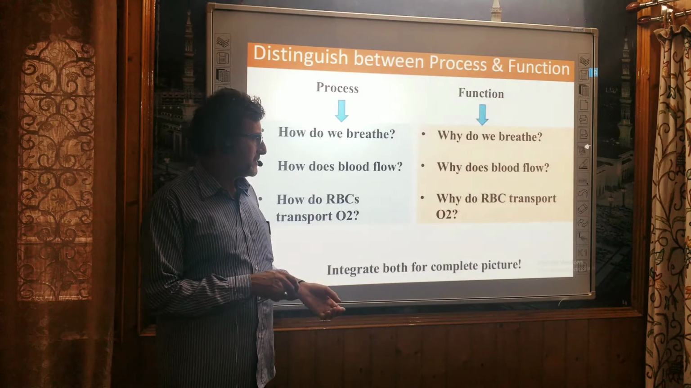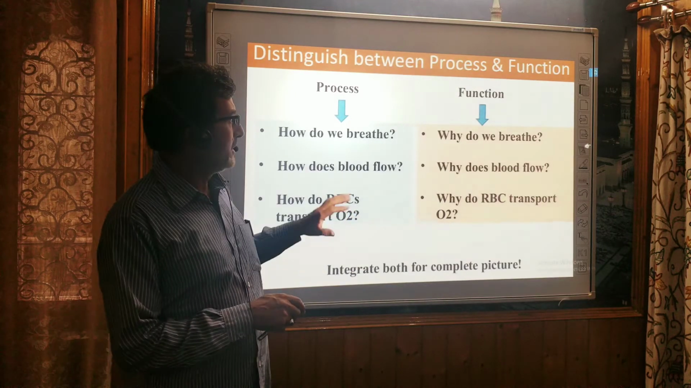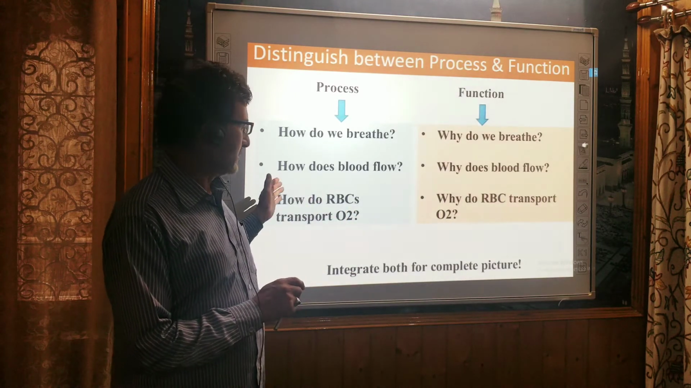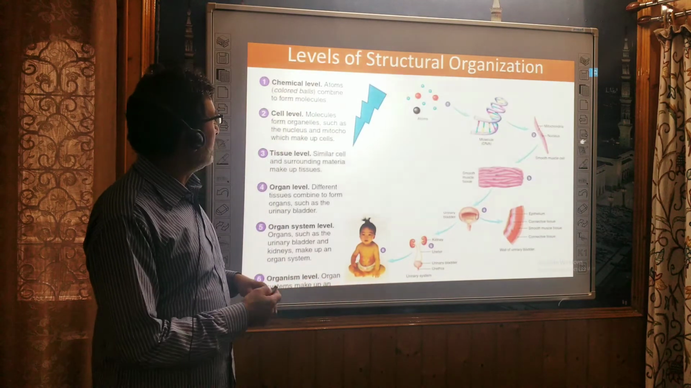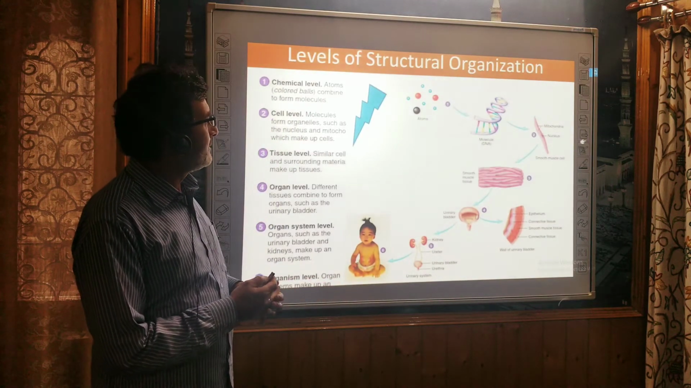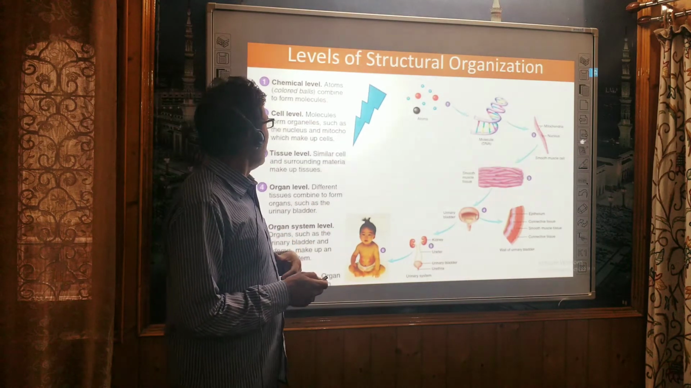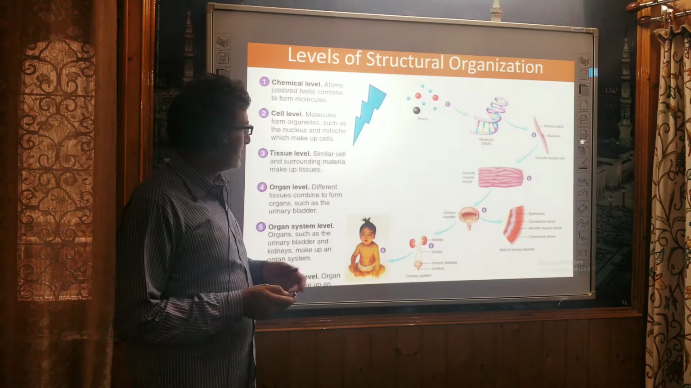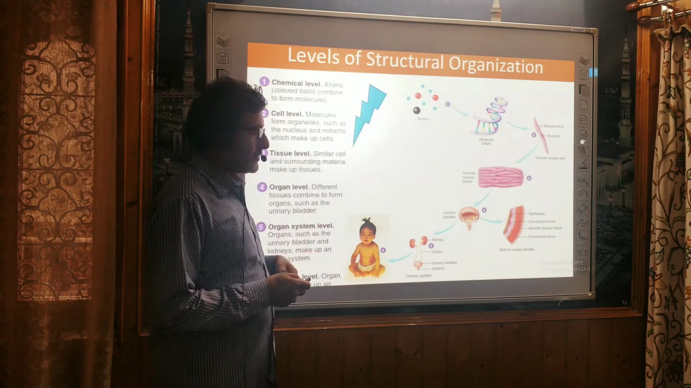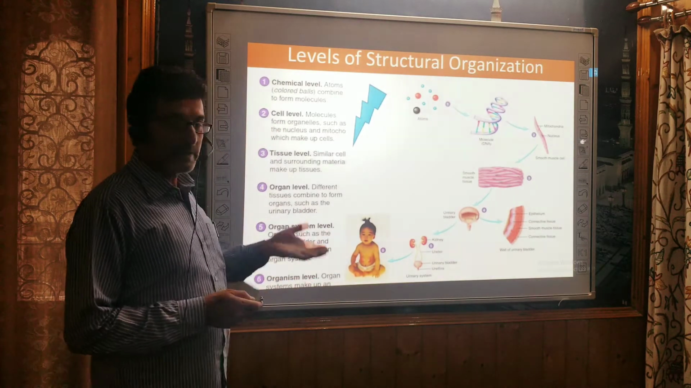Why do RBCs transport oxygen? Because oxygen is required for oxidation of food. So this is related to the physiology of each and every organ. Now, let us come to the level of structural organization. As we are composed of cells, we have different levels in our body: cellular level, molecular level, chemical level, tissue level, organ system level. Then we can say organism.